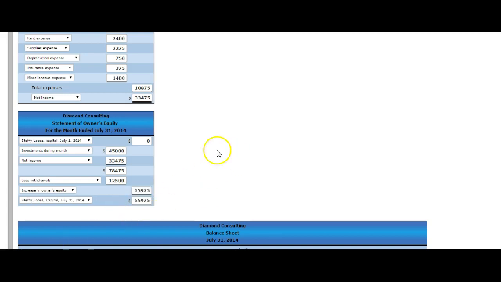There we go. You started with 0. You added 45,000. You added income of 33,475. That gave you total additions of $78,475. You subtract the withdrawals of 12,500. It gives you an increase of $65,975. You started with 0. You add this, so our ending capital on July 31st is $65,975. So you've got that.